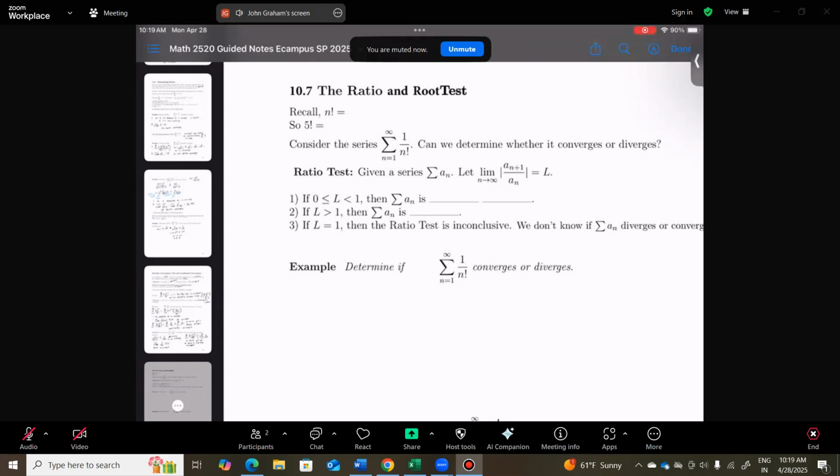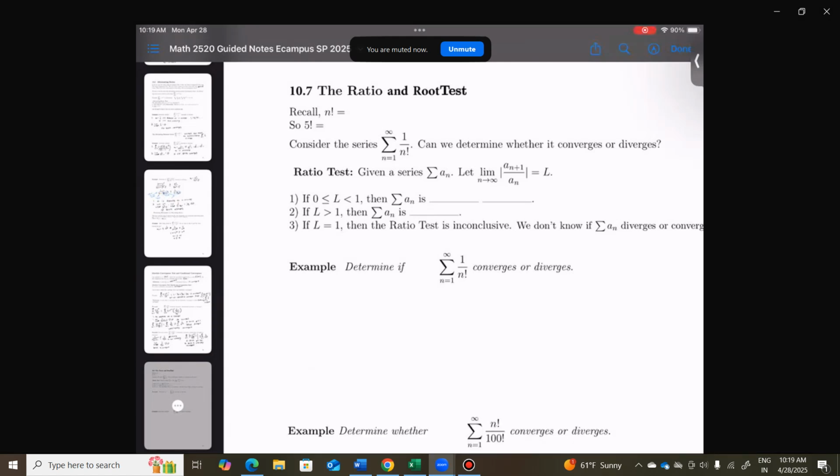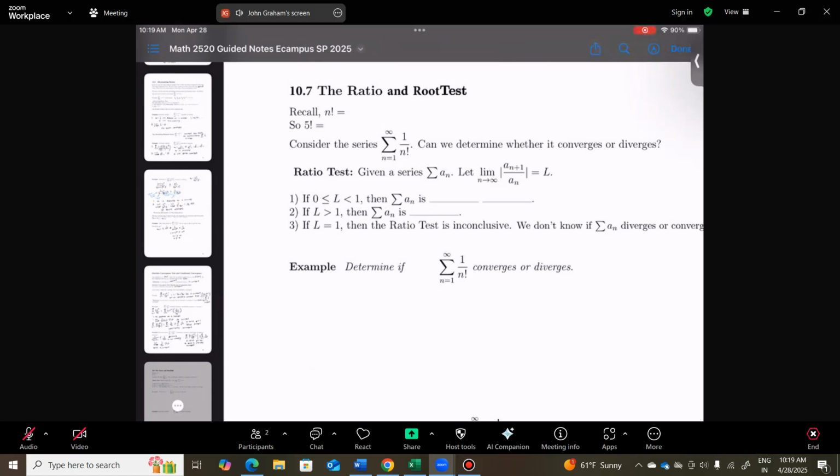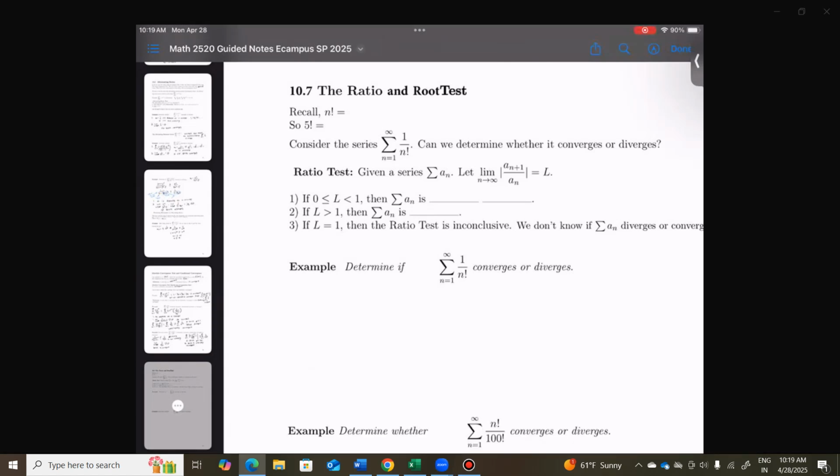Hi, this is Math 2520, and this video is over section 10.7. We're going to get into two other tests when it comes to sequences. The first one's the ratio test, and then we'll get into the root test. Each has a certain situation where when you see this kind of form, you should think of this test.